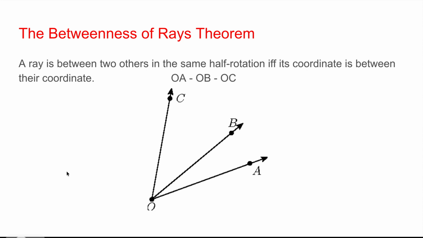We have the betweenness of rays theorem, which is exactly like the betweenness of points theorem, except that instead of a point between a line, we have a ray between two rays. So OA is on the right, OB is in the middle, and OC is on the left, and the middle ray is OB. And if we added COB and BOA, it would equal our total larger angle COA.